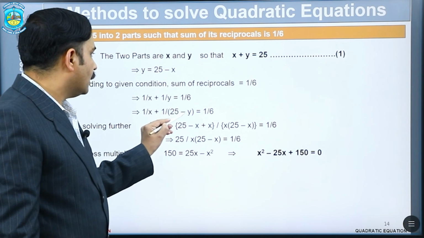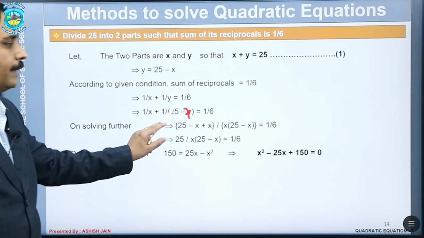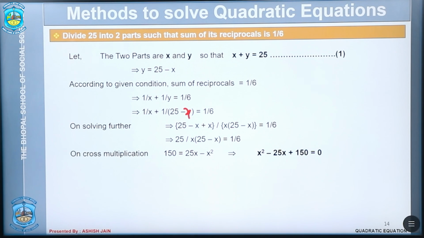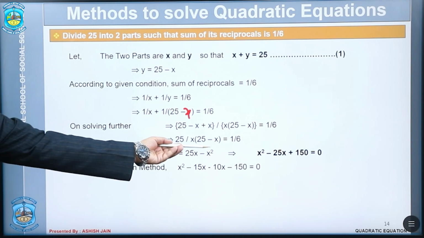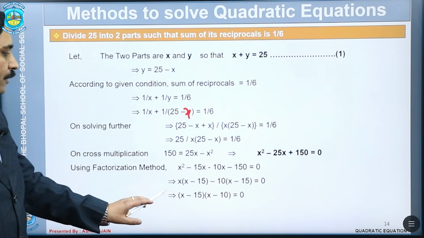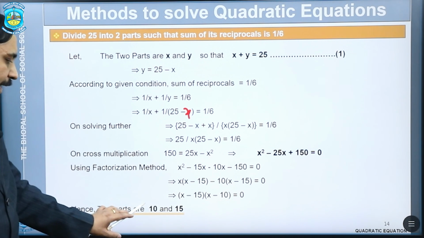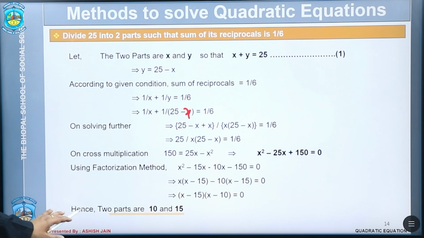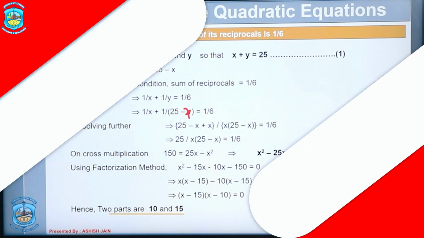Here, we have to substitute it by x. So it is like this. Now, we will solve it using factorization. So we have its factors like this. So we have two values of x. First value is 10, second value is 15. Hence, the two parts are 10 and 15.